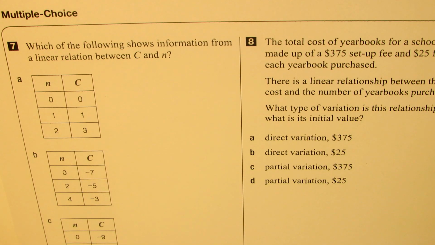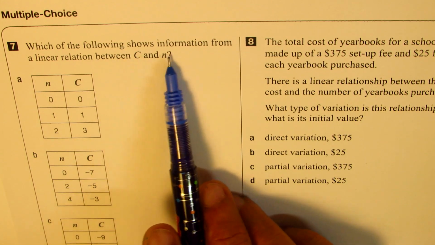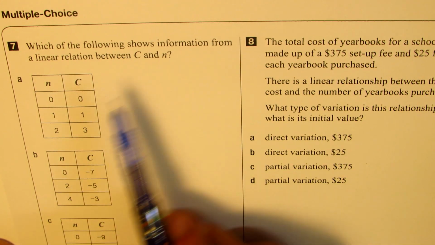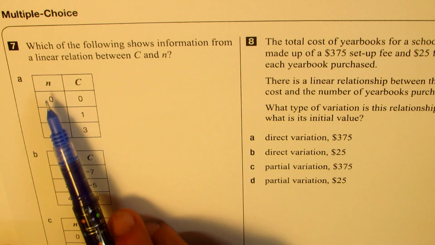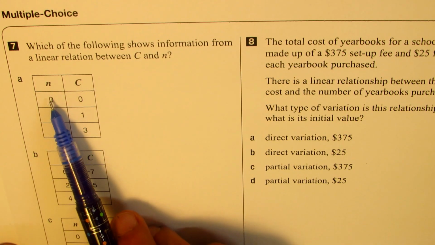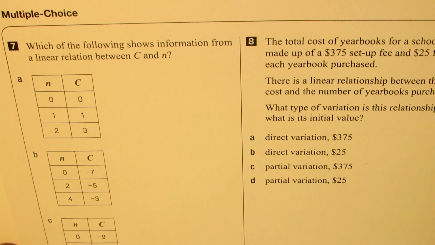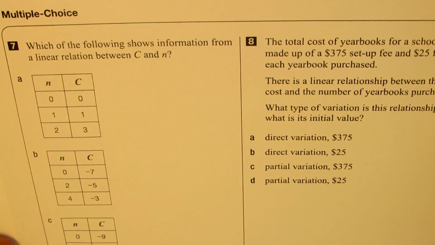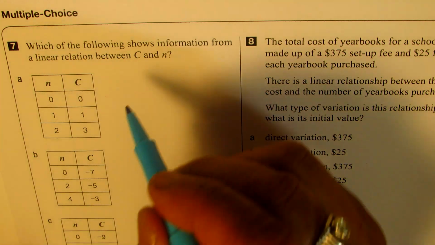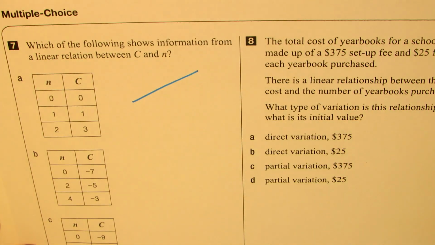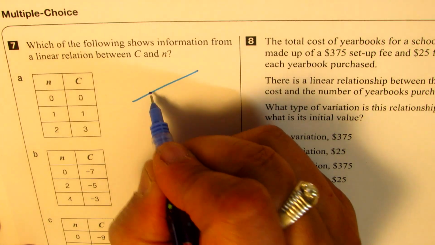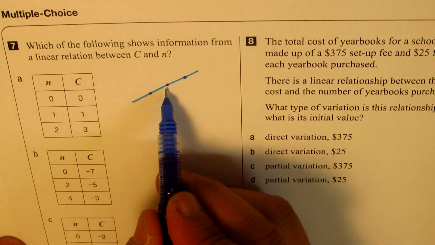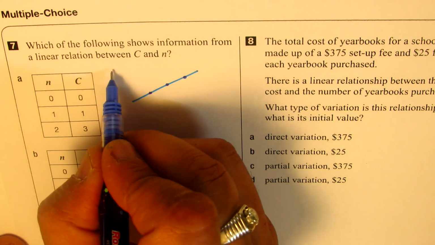Question number 7. Which of the following shows information from a linear relation between C and N? So we are given some values for N and C. So we need to figure out which one of these is linear. So for linear, what are we trying to say? For any linear relation, it has to be a straight line. That means if we are considering 3 points, there are 3 points given here. Slope has to be same, right? So we want same slope.